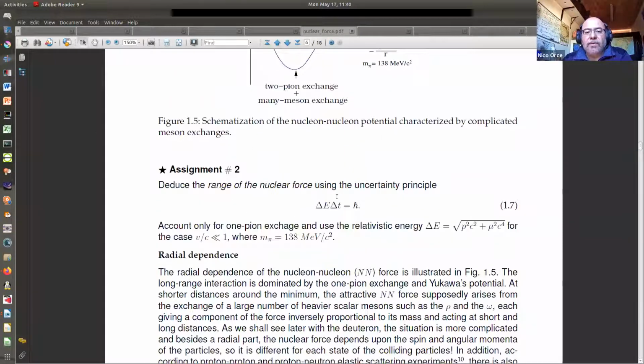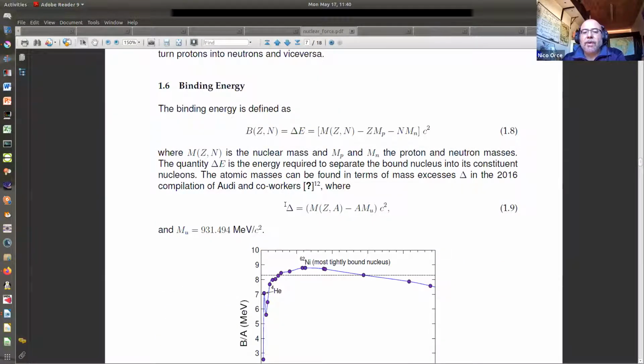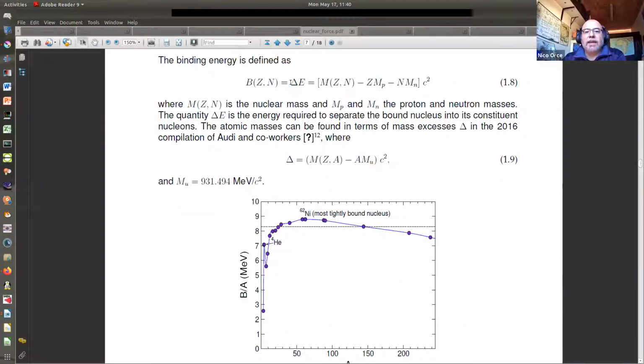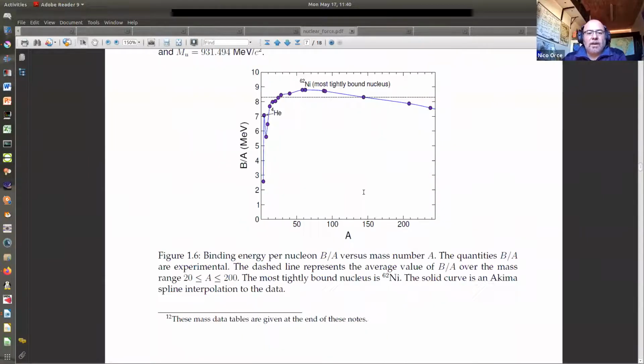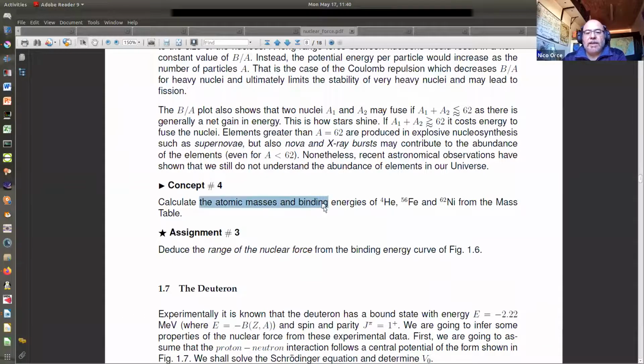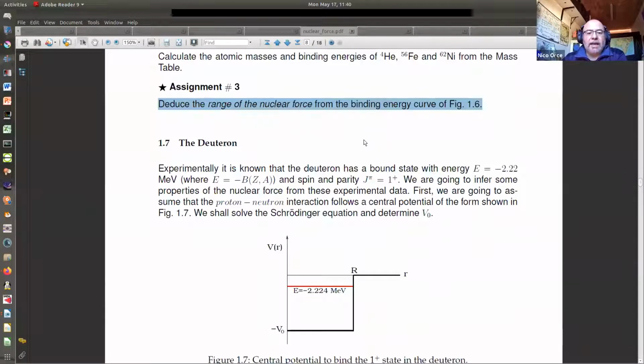Deduce the range of the nuclear force using the uncertainty principle. Binding energy curve: you have the excess mass given here, and the formula for the binding energy. As you know very well, this is delta E, the energy, which is basically the change in masses of whatever you have before and whatever you have later. This is another question, calculate atomic masses. And this is another assignment that is due today at 11:55 p.m., or 23:55. So now we move to the deuteron.